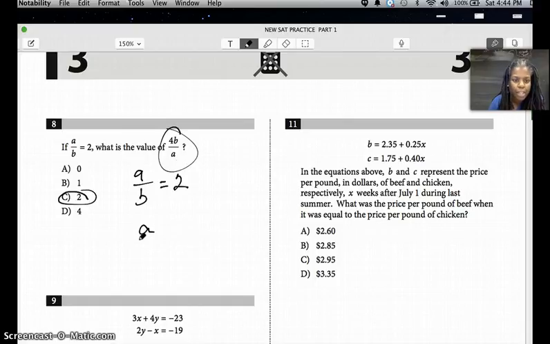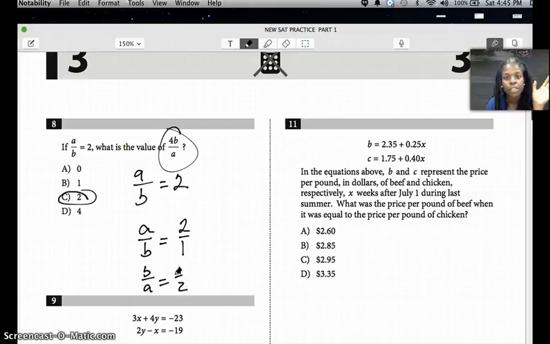Here's a little trick. If I have A over B and that's equal to 2, I could also say it's equal to 2 over 1 because 2 is 2 over 1. If two fractions are equal, their reciprocals, when I flip them, are also equal. So I can also look at this as B over A is equal to 1 over 2. Totally legit, totally fine, totally mathematically sound.